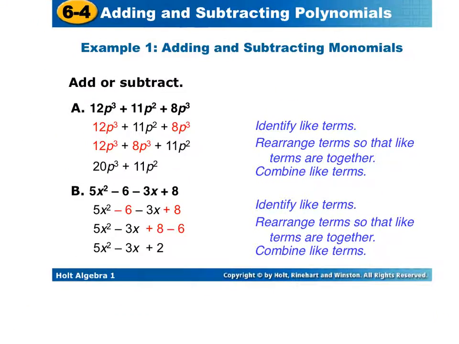So here is our first polynomial. Now, notice the directions say add or subtract. Depending on the sign that's in front of the number, sometimes we may be adding, sometimes we may be subtracting.